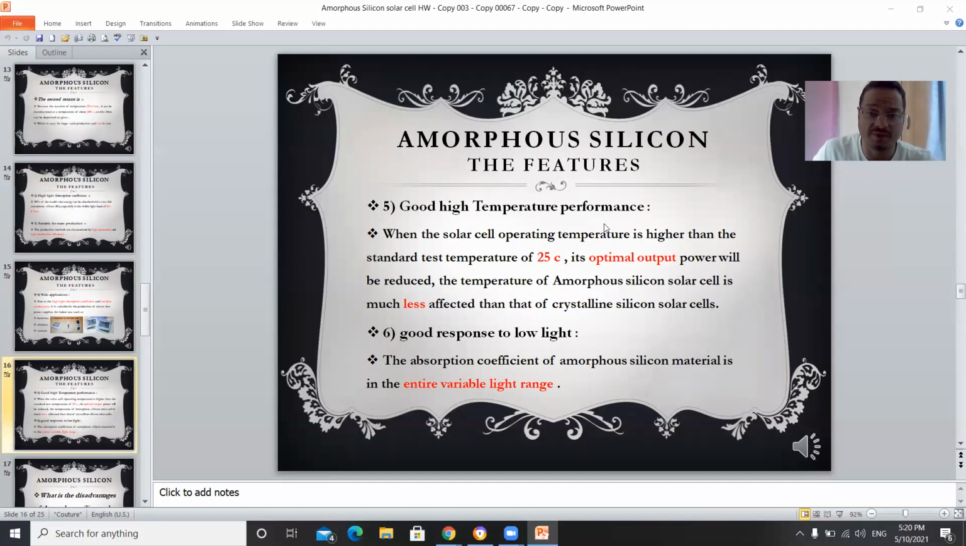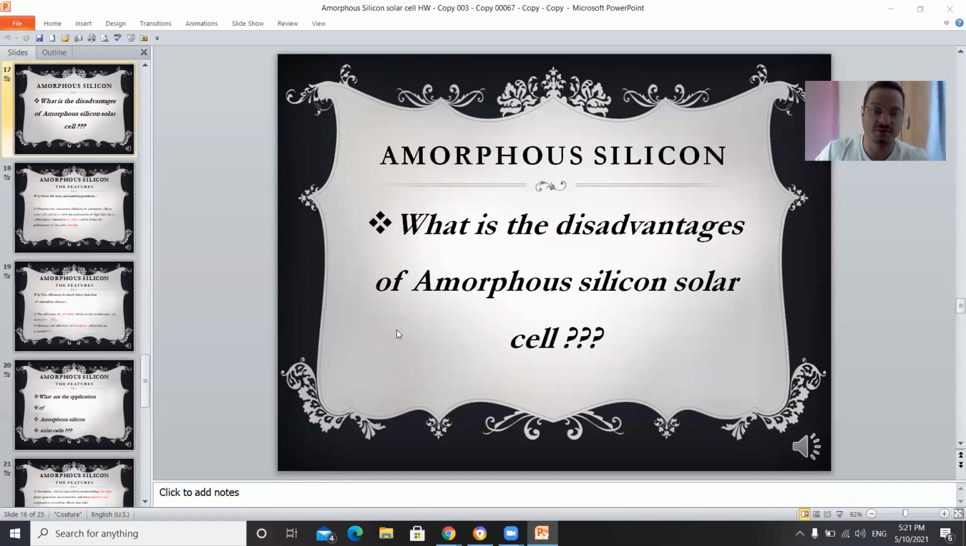5, good high temperature performance. Higher than the standard test temperature of 25 Celsius, its optimal output power will be produced. The solar cell is much less affected than the crystalline silicon solar cell. And number 6, good response to low light. And you can see this kind in the indoor variable light range.